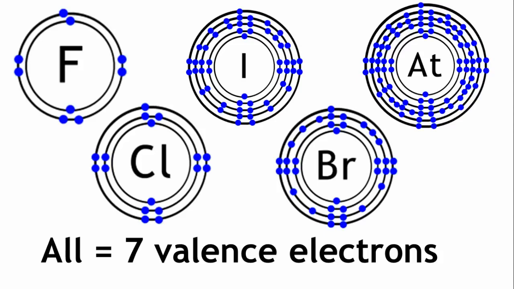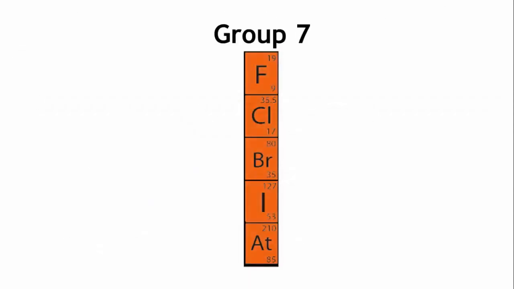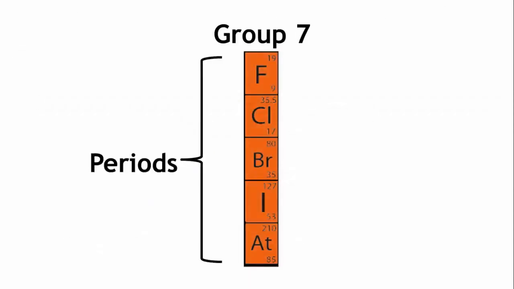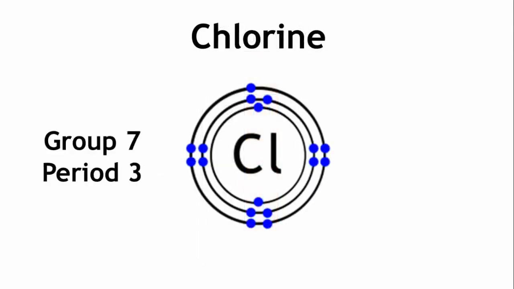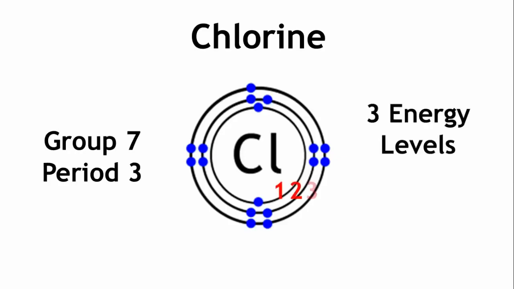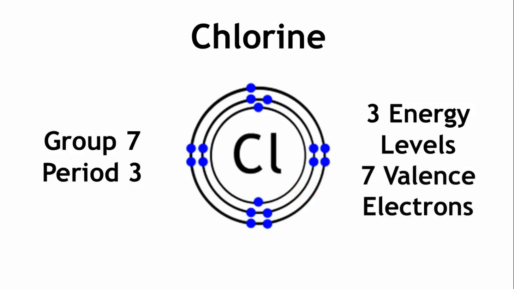The properties show a gradual change going down the group as we go from period to period. So, if we look at group 7 again, we can see that they are each in a different period in the periodic table, telling us that each element in this group has its outer electrons on a different shell. So, chlorine is in group 7, period 3. Therefore, it has 3 energy levels with 7 electrons in its outermost shell.